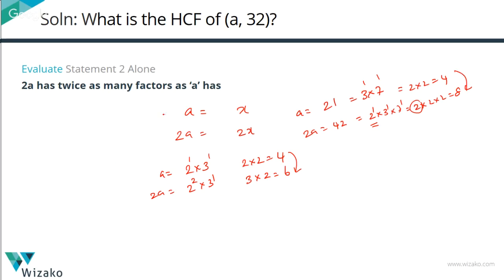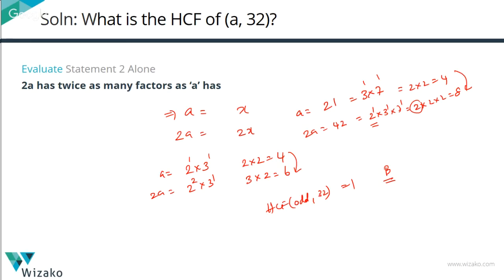So what can we deduce about A? A is a number which does not have 2 as a factor, which means A is an odd number. HCF of an odd number and 32 is always equal to 1. So from statement 2, we have a unique answer. So statement 2 alone is sufficient to find the answer. Choice B is the correct answer to the question.